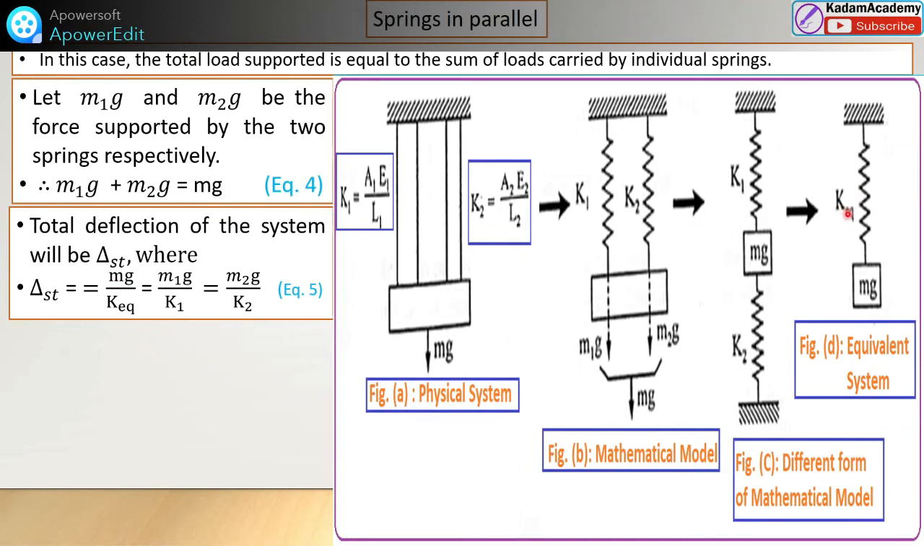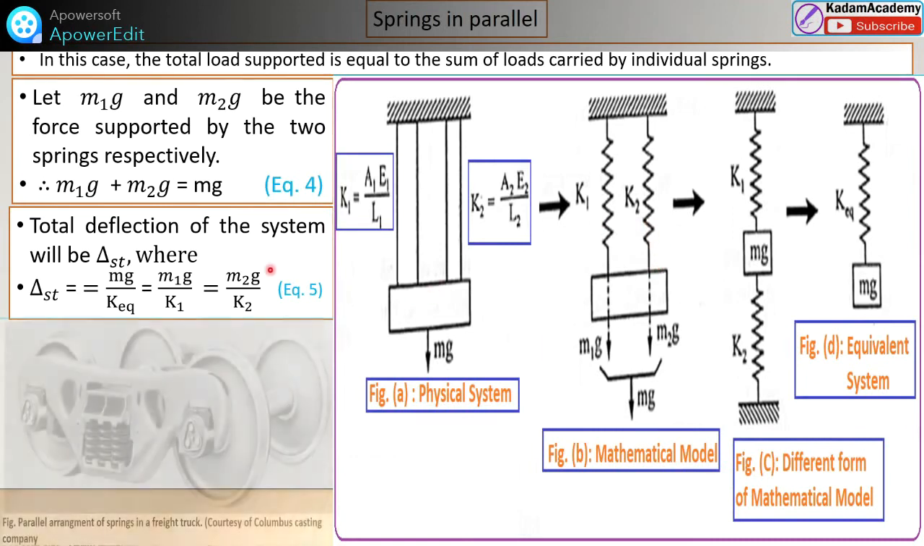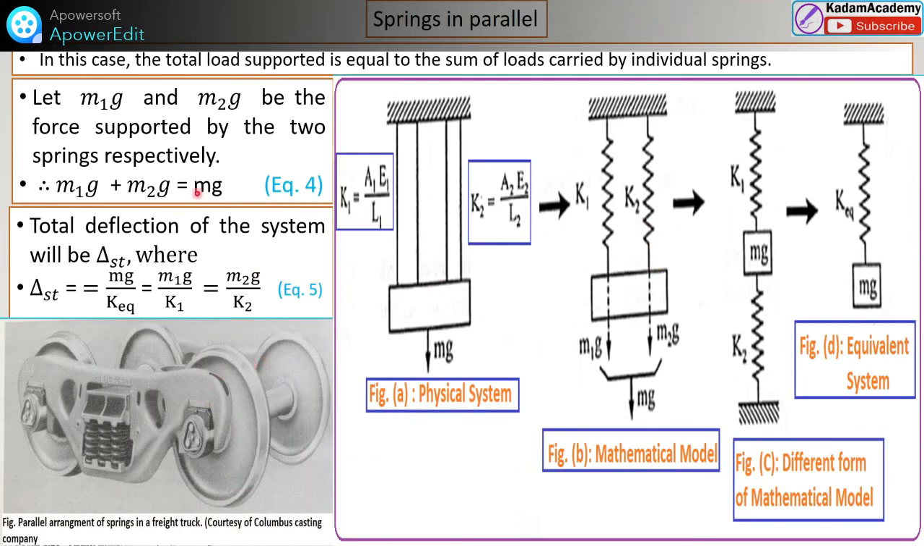Here this k equivalent is also deflected by delta st, which is equal to mg upon k equivalent, and m1 g upon k1 and m2 g upon k2. This deflection is the same for these two springs; both the spring deflections are the same. That's why it's shown.